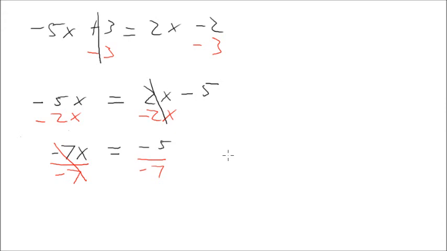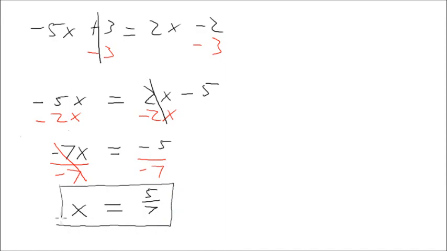And then here, I'm left with just an x, because the negative 7 divided by a negative 7 is just positive 1. So I'm isolating the x equals, and now a negative number divided by a negative number is a positive number, and 5 divided by 7 is just simply 5/7. And this is my answer right here.